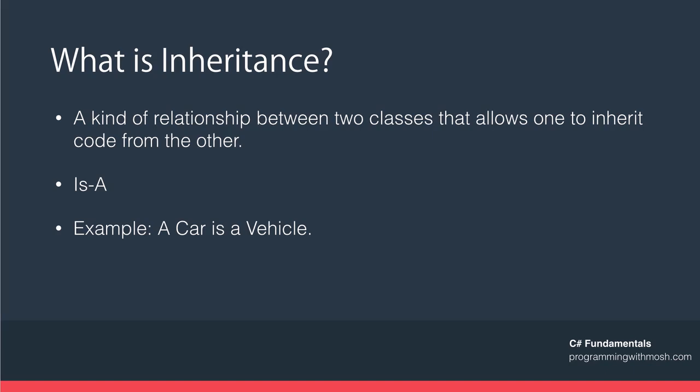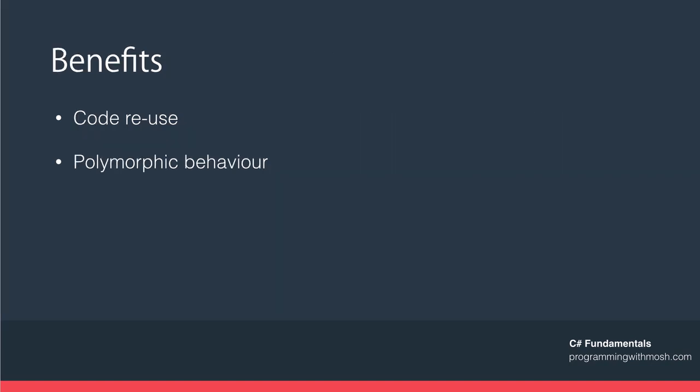Inheritance is simply a kind of relationship between two classes that allows one to inherit code from the other. It's usually referred to as is-a relationship. For example, we can say a car is a vehicle. With inheritance, we get code reuse. That means we encapsulate some common code in one class and then we reuse that in other classes.